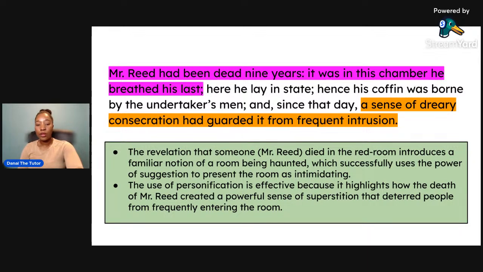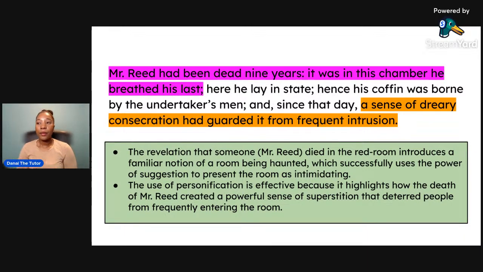So consecration is a word that is sometimes used a lot in a religious context. It's the idea of something being set aside as holy or being dedicated to God as holy. So that's where that word is often used. So in this instance, the room, because somebody had died in it, had now been set apart, but the adjective dreary shows us that it's set apart in a negative way where people don't want to go in there, people dread going in there, okay?